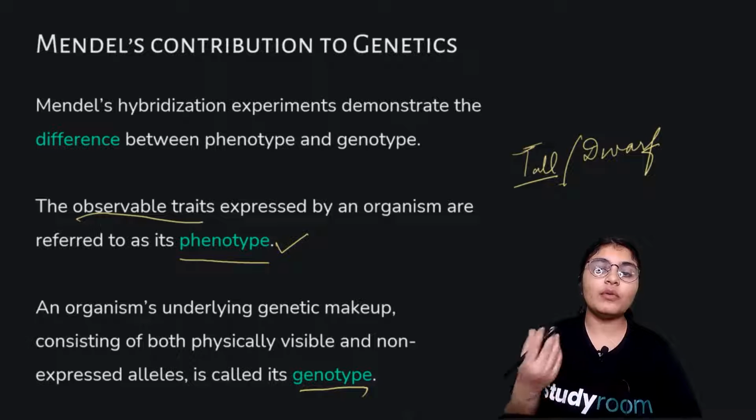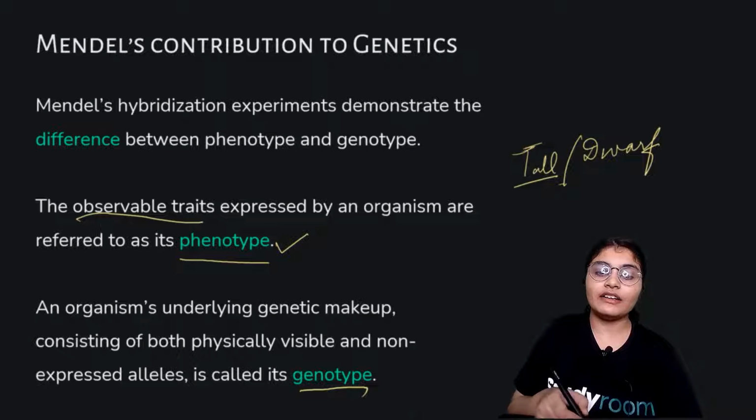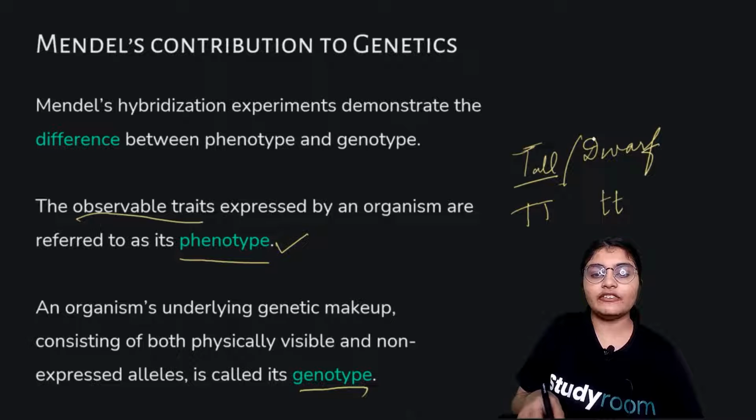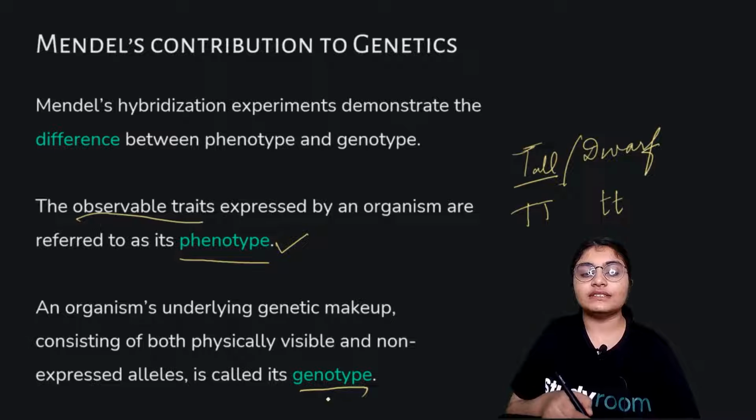Now we'll be studying more about this genetic makeup, and if we ask what the genotype of the tall and dwarf plants is, the genotype can be capital T for tall, and small t for the dwarf one, right? So this is how genotype and phenotype actually work.